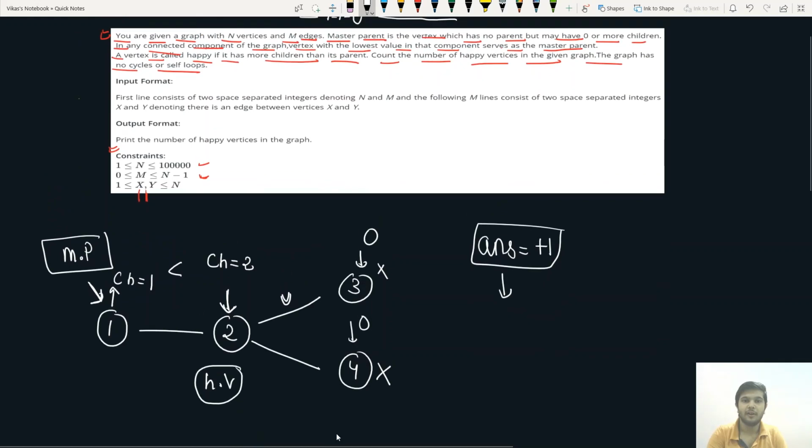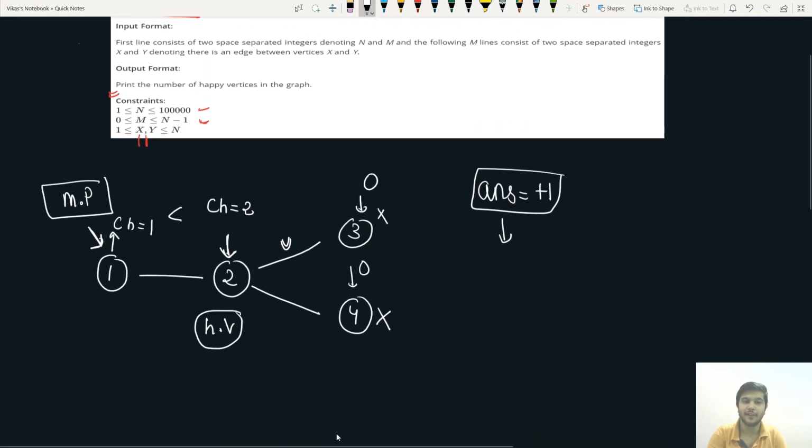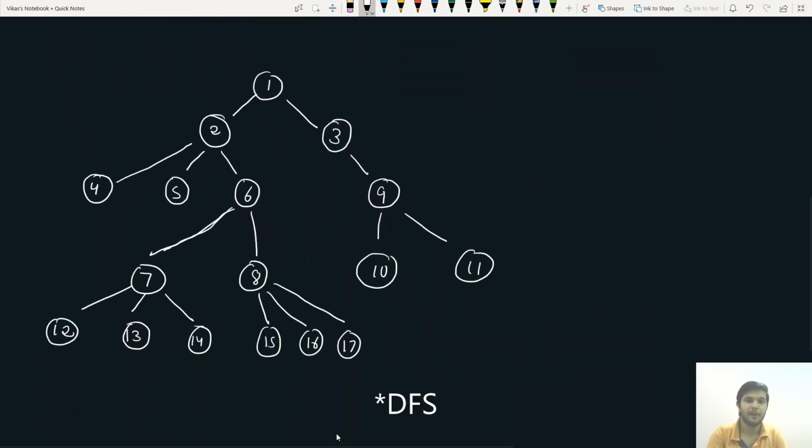Now how are we going to solve this question? Let's see. Basically we are doing a BFS kind of thing. I have already drawn a graph for you. So this is a graph. 1 is connected to 2 and 3 and so on. So this is a connected component of a graph. Now let's do the BFS.